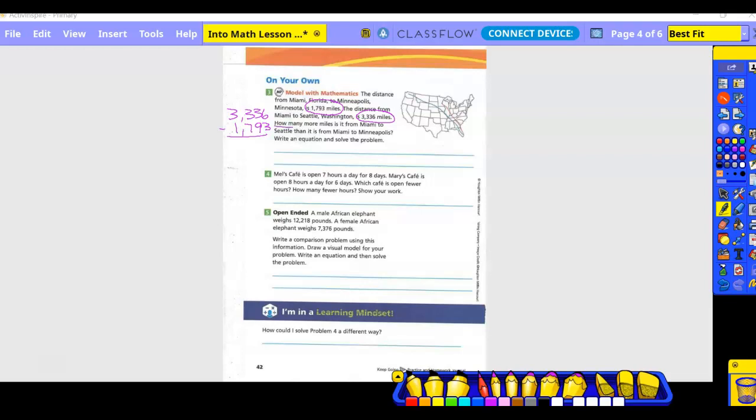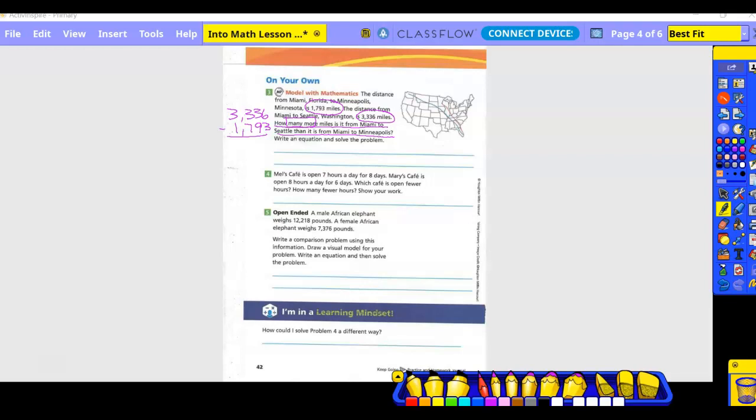What did we forget to do, guys? Did we forget to underline what we're looking for? Yes. And then what else could we have put in a box to let us know that we were going to do more or subtract? What could we have done? We could have boxed "many more," right? Because that tells us we're going to subtract.